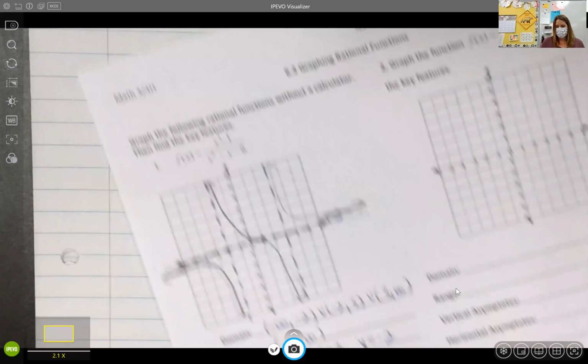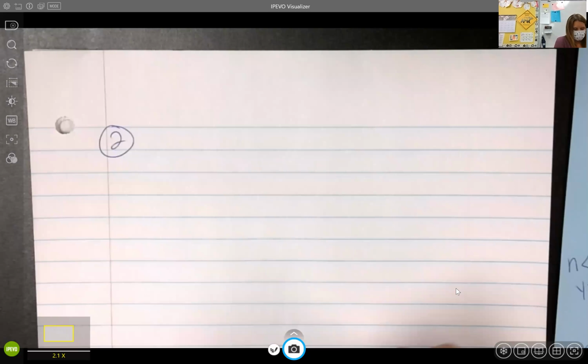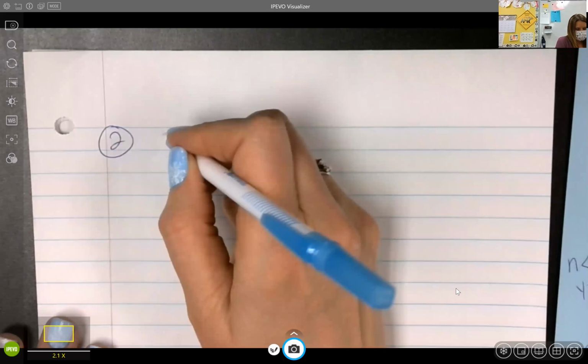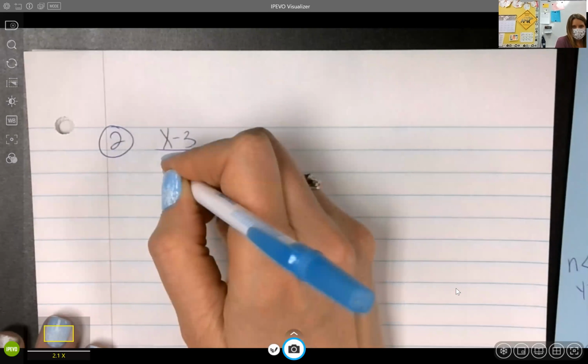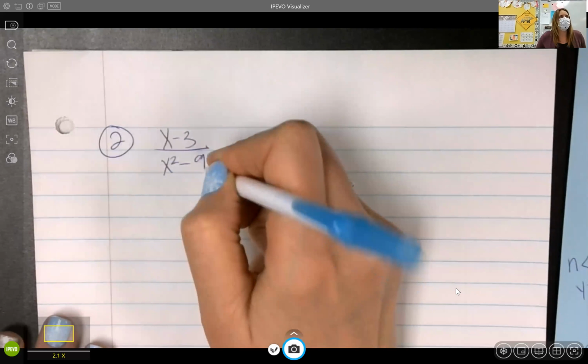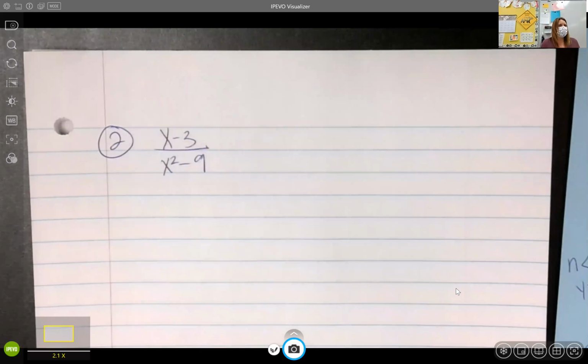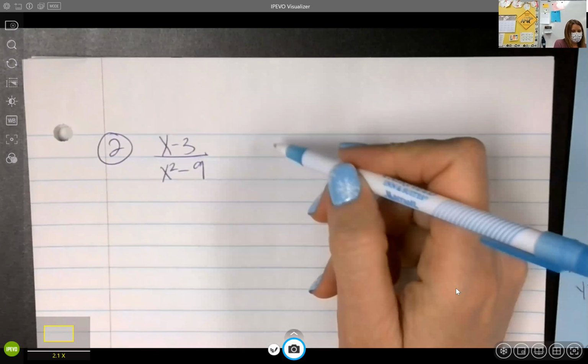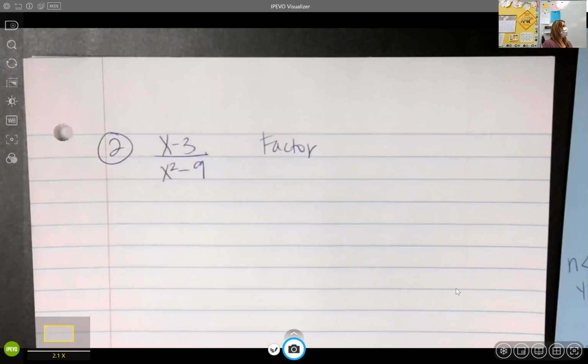Okay. All right, let's look at number 2. So now we've got x minus 3 divided by x squared minus 9. Okay. What's our first step? Factor. So if you're looking at that one and you're like, oh, I can't factor that, then you don't have bells ringing in your head. Ding, ding, ding. Why will this factor? What's it called?